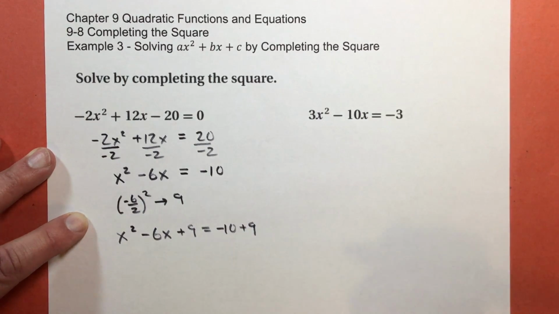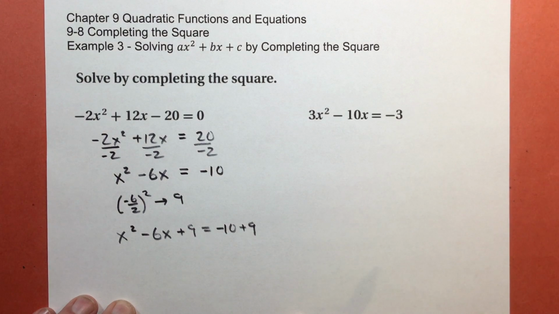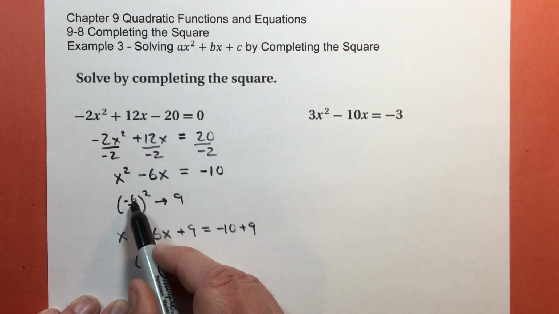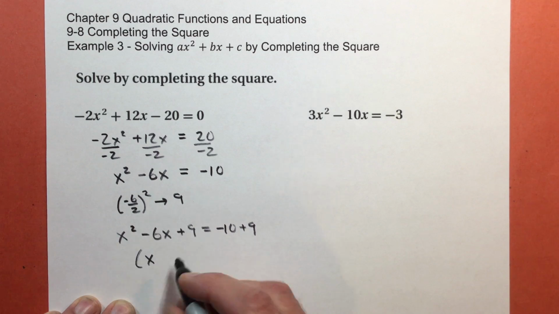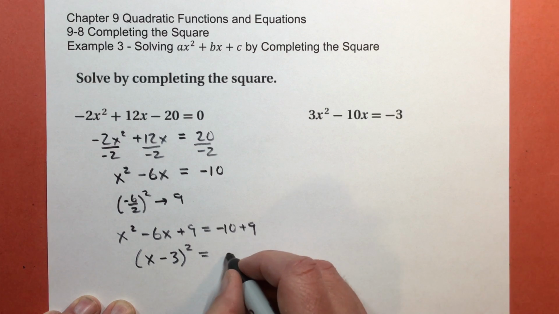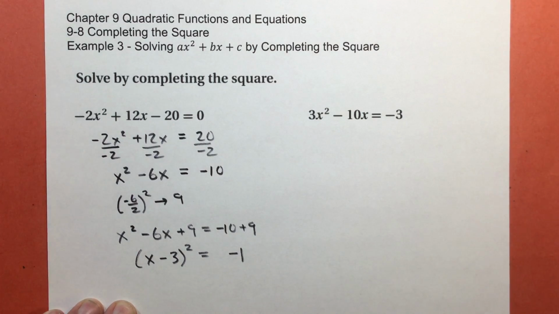I wonder if there's a typo here. I'll tell you why I think there's a typo, and we'll see what's going on. Okay. So anyway, I'm going to factor this. This negative 6 divided by 2 is negative 3, so I get x subtract 3 squared. And over here I get negative 1.